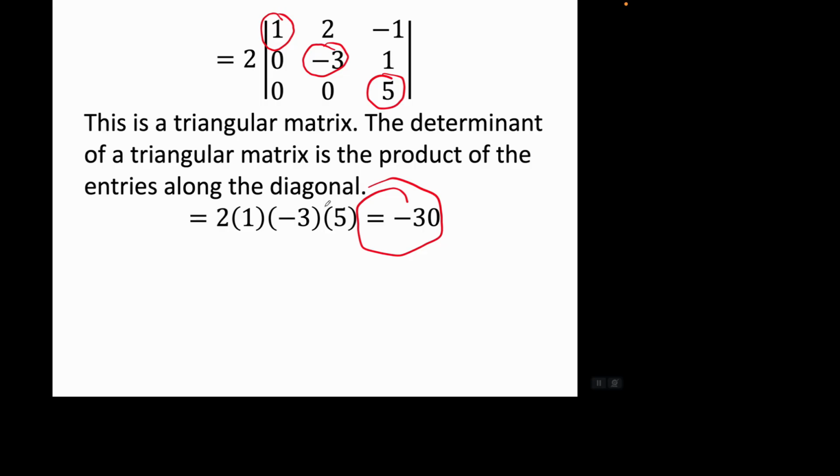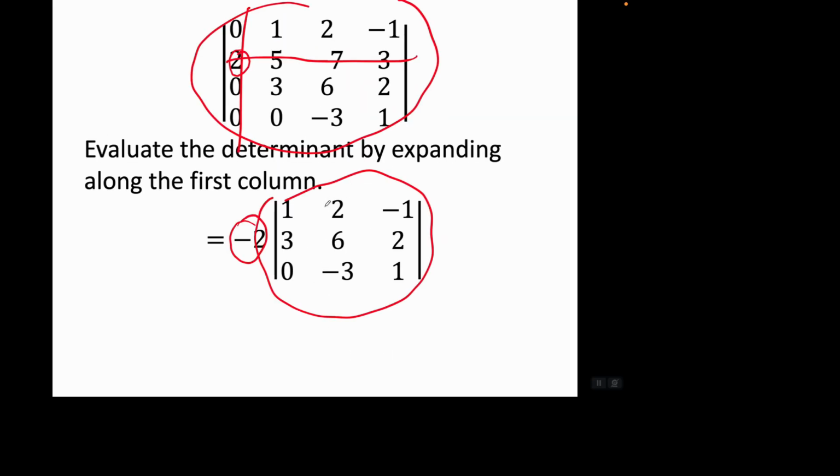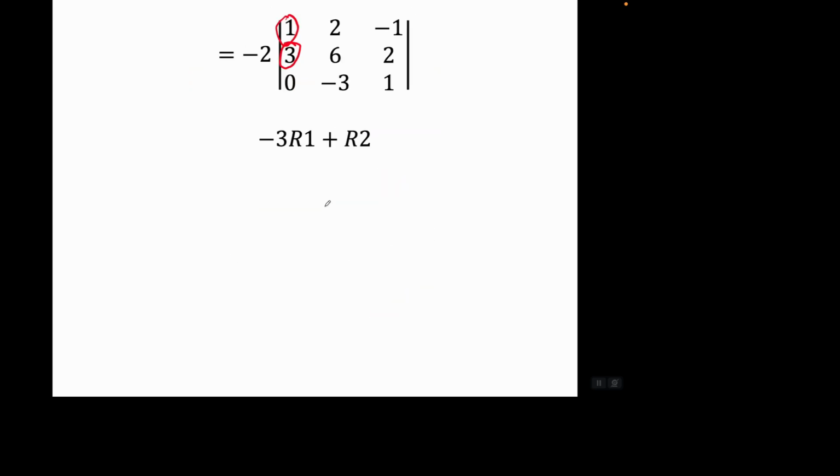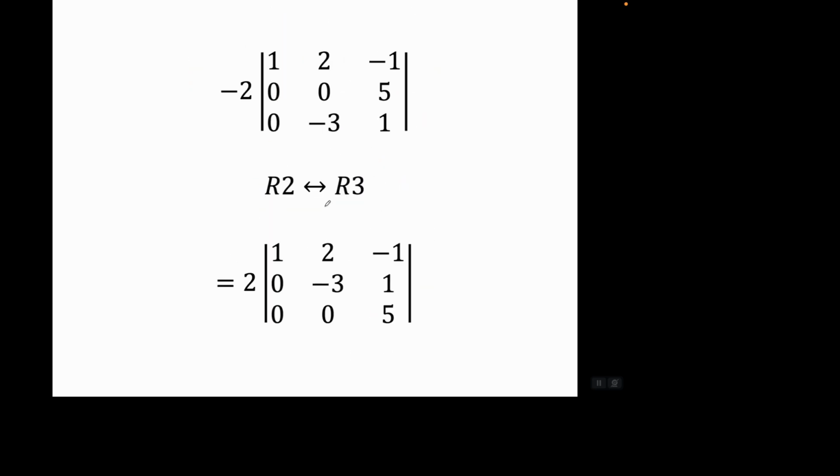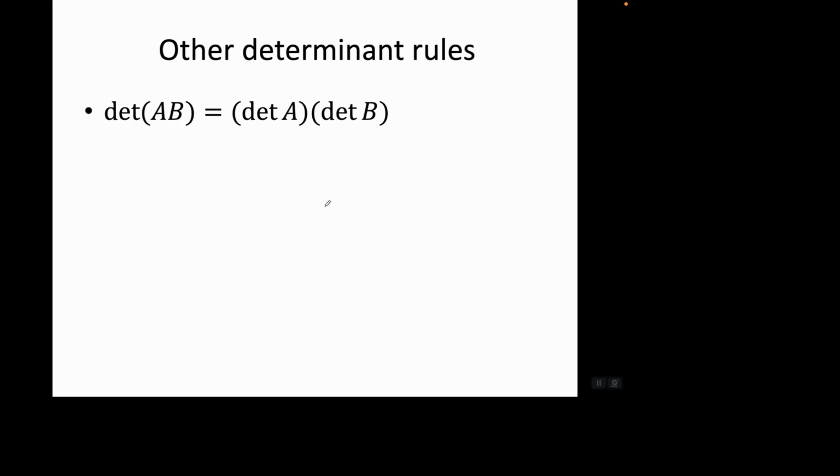Did it save us a lot of time? I think it was worthwhile to get it in this form. I'm not sure if it was really worthwhile to do all of this stuff, but what can you say? We had to illustrate what happens when we use elementary row operations to evaluate a determinant.